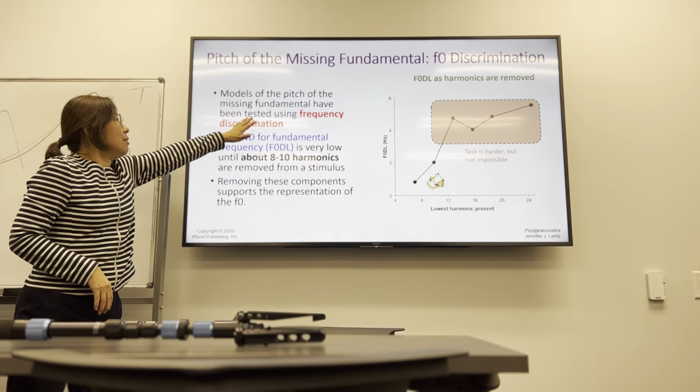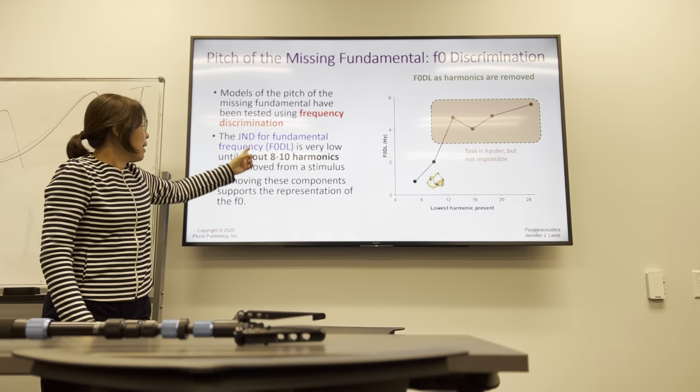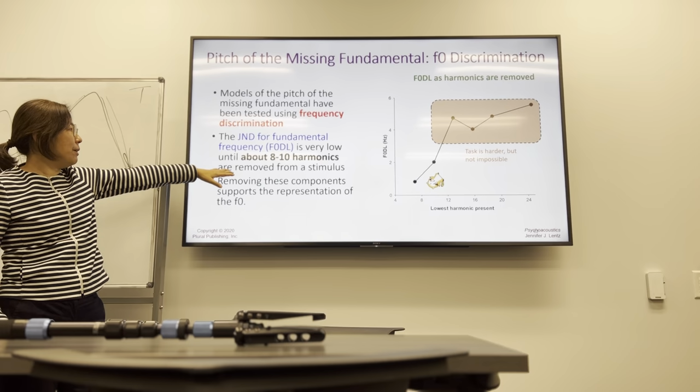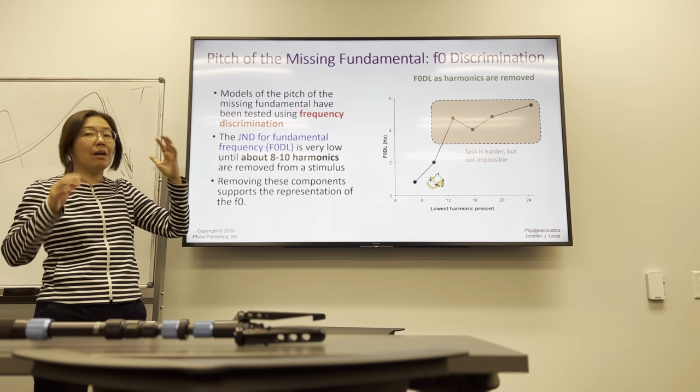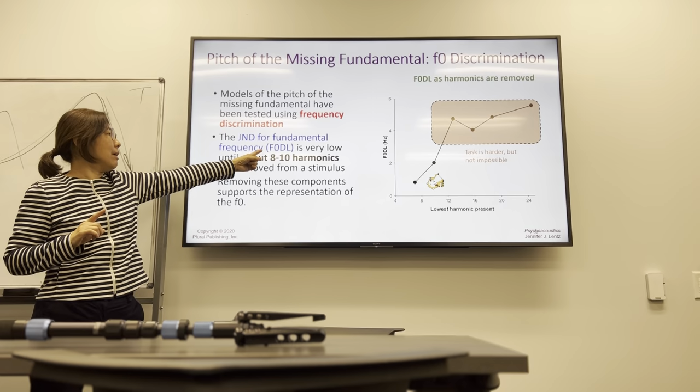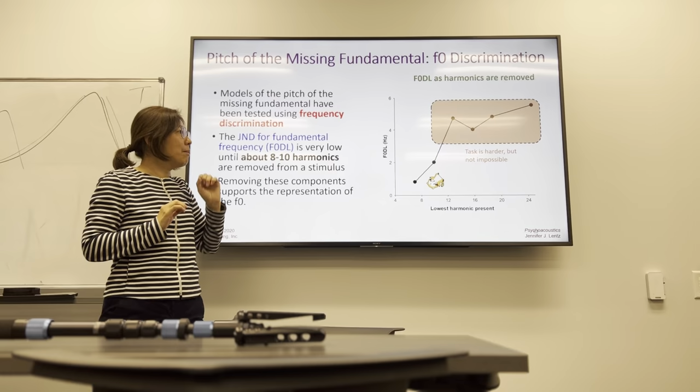All right, the model of the pitch of the missing fundamental has been tested using a frequency discrimination task. Here, the JND for the fundamental frequency is very low until about 8 to 10 harmonics. So that's kind of okay. We are very keen on this JND for the fundamental frequency until about 8 to 10 harmonics.